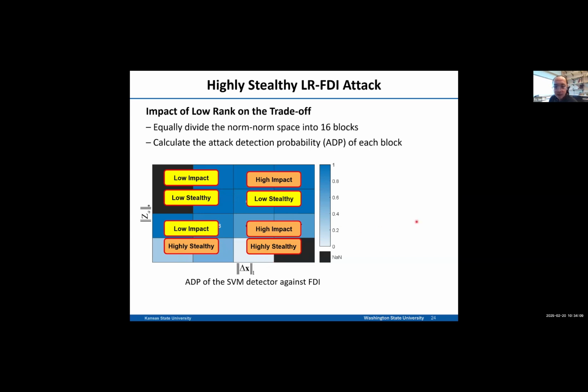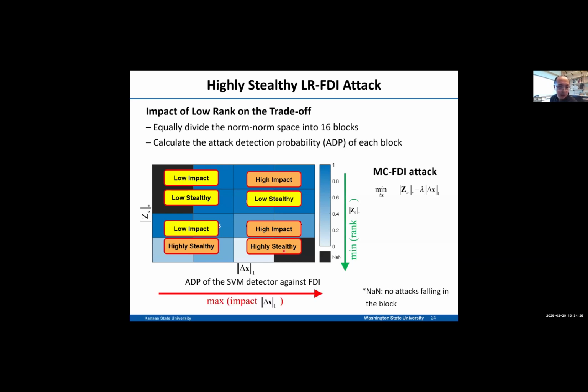So if we want to construct an attack with high impact and high stealthiness, we want our attack to fall into this area. How we can do that is to minimize the rank of our measurements matrix and also maximize the impact, the L1 norm of the voltage increment. This forms the objective function of our low-rank FDI attack.